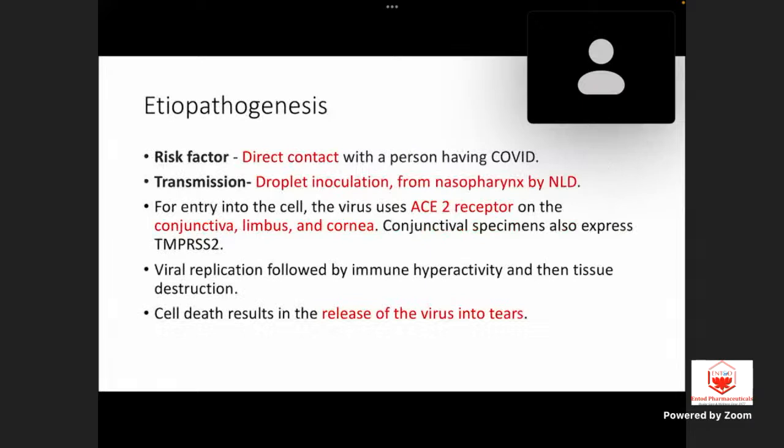Now, the etiopathogenesis. The risk factor for COVID-19 conjunctivitis is direct contact with a person having COVID. Transmission occurs through droplet inoculation and from the nasopharynx through reflux via the nasolacrimal duct. Another proposed route is through the lacrimal gland, via the lacrimal ducts into the eye. But since the only ocular manifestation is conjunctivitis and no lacrimal gland involvement has been reported, it is not an established route of transmission.